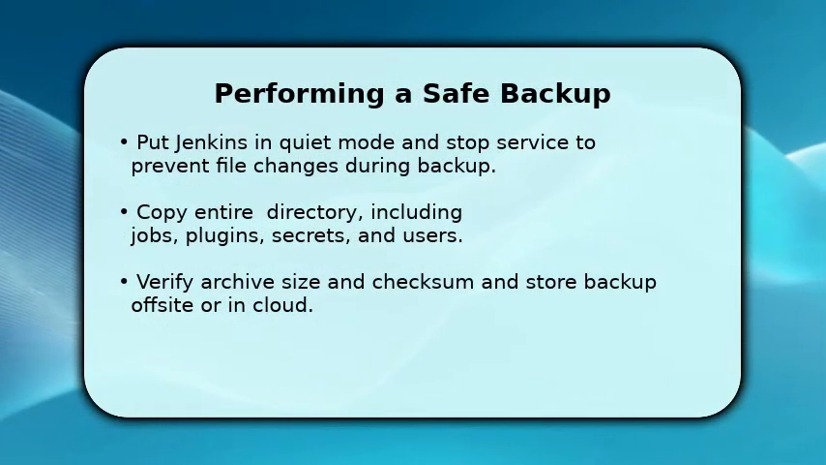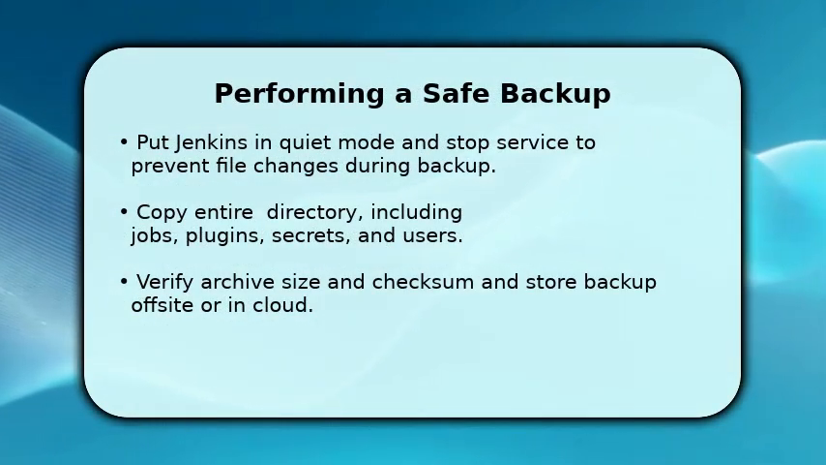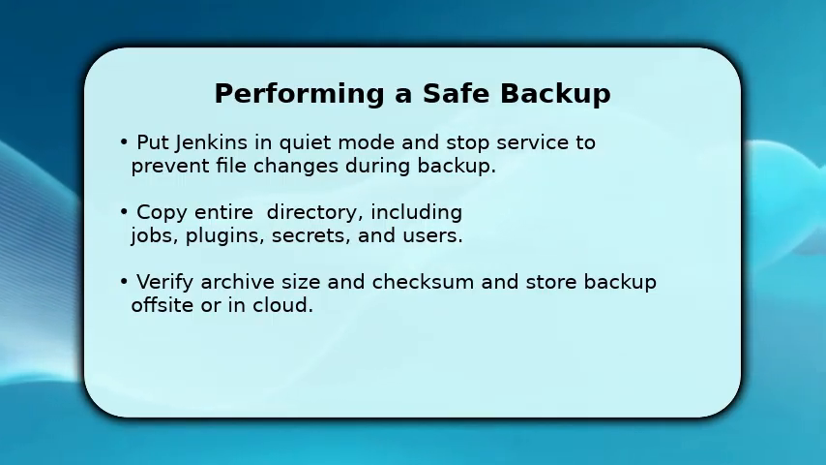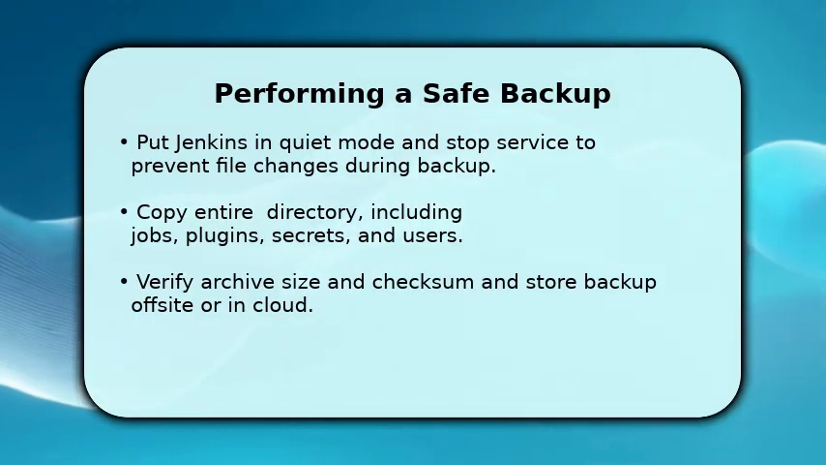Put Jenkins in quiet mode and stop service to prevent file changes during backup. Use systemctl stop jenkins or docker stop to halt the instance cleanly before copying files. Copy the entire directory, including jobs, plugins, secrets, and users, preserving permissions and timestamps.